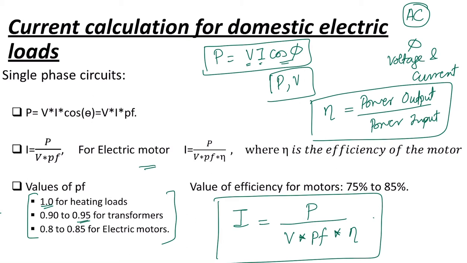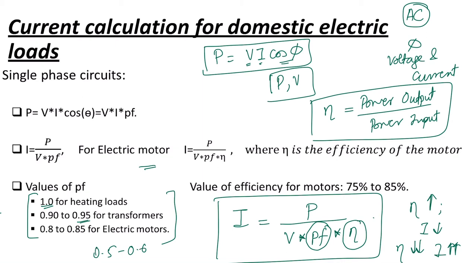Okay, so higher the efficiency, lower will be the current, right? If your efficiency is higher, current drawn will be less, and if your motor is less efficient, current drawn will be more. Similarly, if you have low power factor, let's say around 0.5 or 0.6, very large current will be drawn. If you have very good power factor, let's say 0.9 or up to 1, then a lesser amount of current is going to be drawn.